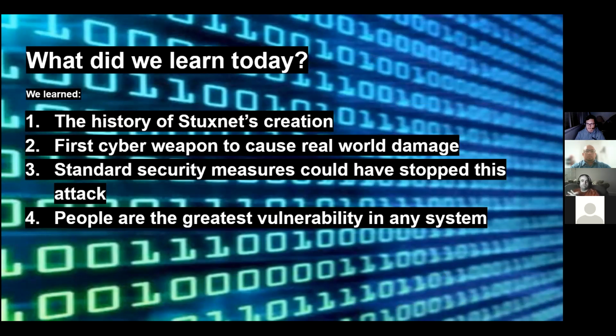So what have we learned today? Well, we learned a little bit about the history of Stuxnet's creation, that it was the first cyber weapon to cause real-world damage, that standard security measures could have stopped this attack, and that people are the greatest vulnerability in any system.